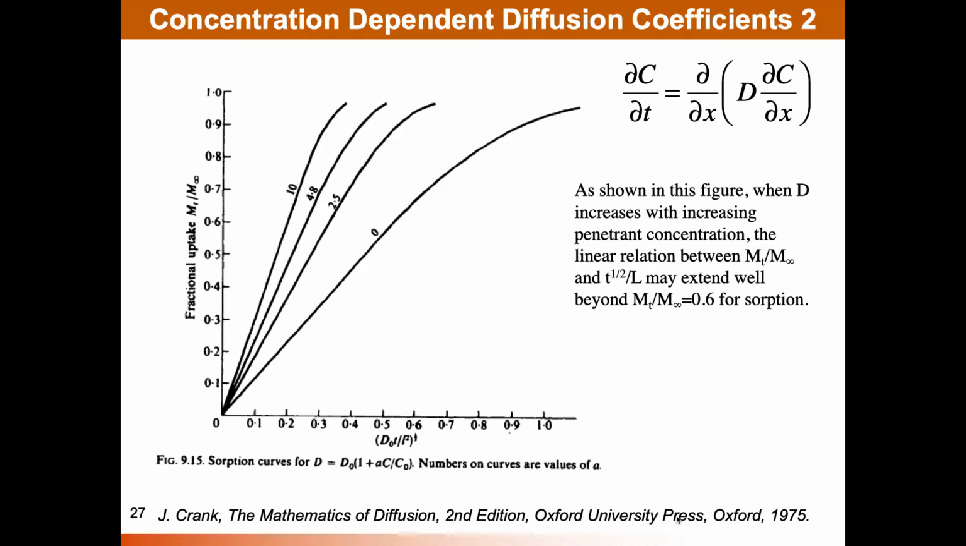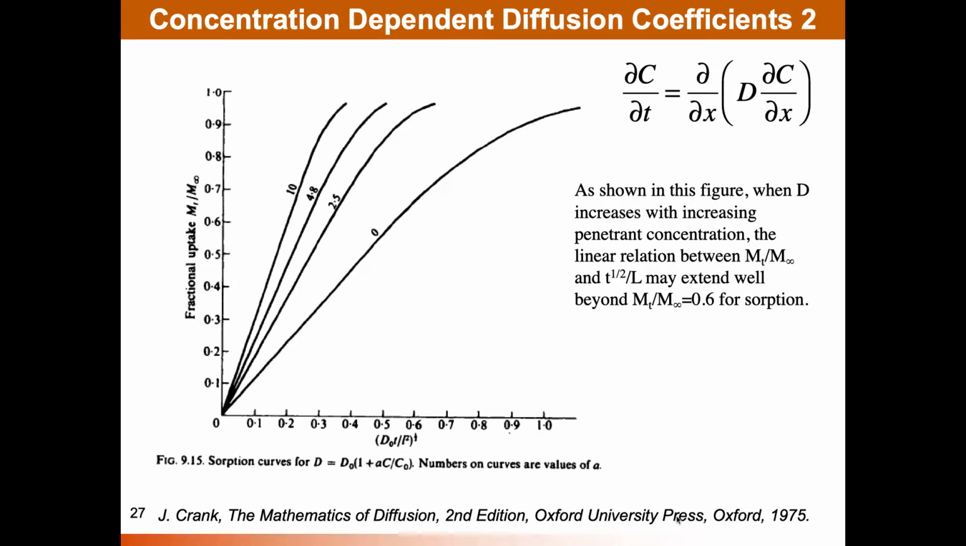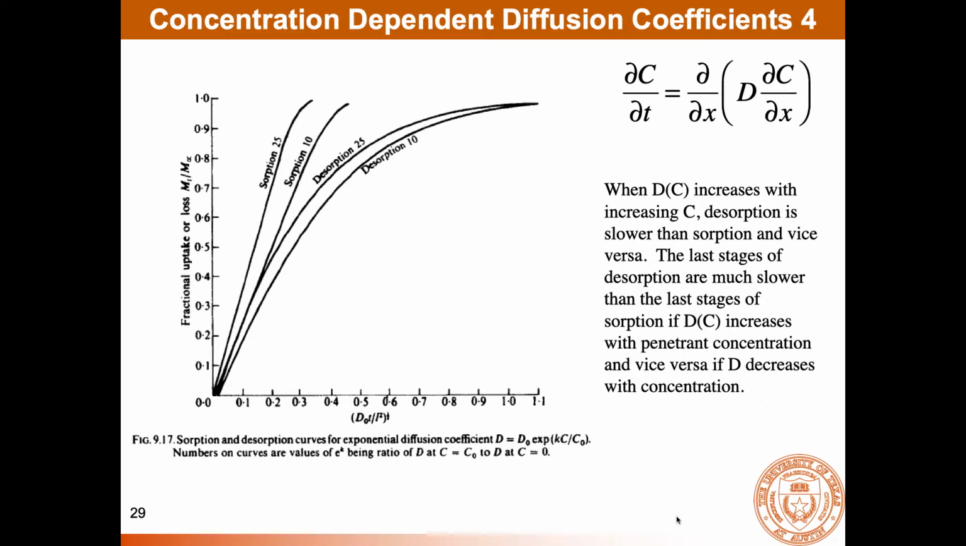And it turns out that the use of these equations to model such data is reasonable. And the question is, what is the value of the diffusion coefficient that you would extract from such experiments, and how does it relate to the concentration dependent diffusion coefficient? This is showing another set of these data now for desorption, and again you see similar behavior, that even if the diffusion coefficient depends strongly on concentration, the fractional mass uptake kinetics are initially linear with square root of time.